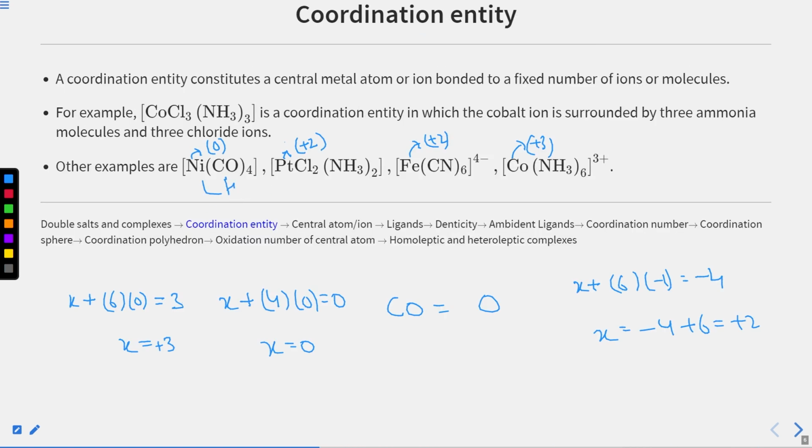Now let us classify these complexes also. This is again homoleptic, only carbonyl is present. This is heteroleptic because chlorine and ammonia both are present. This is homoleptic because only CN is present, and this is also homoleptic, only ammonia is present. Clear? So let us sum up all of these terms in one diagram.